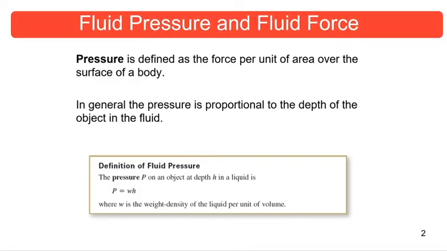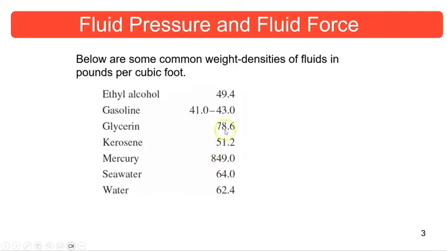Pressure is defined as the force per unit of area over the surface of a body, and in general the pressure is proportional to the depth of the object in the liquid. That's why you can see that pressure P on an object at depth H in a liquid is P = W times H, where W is the density, sometimes called weight density, of the liquid per unit of volume. Here you can see some of the common weight densities of fluids in terms of pounds per cubic foot.